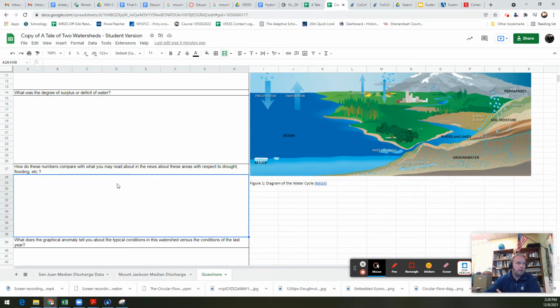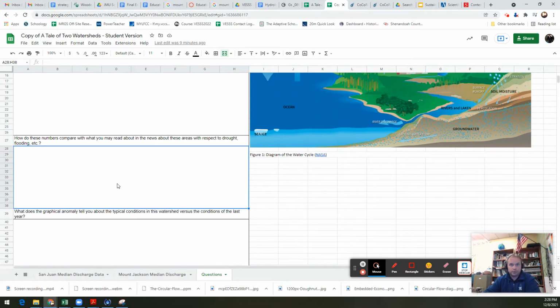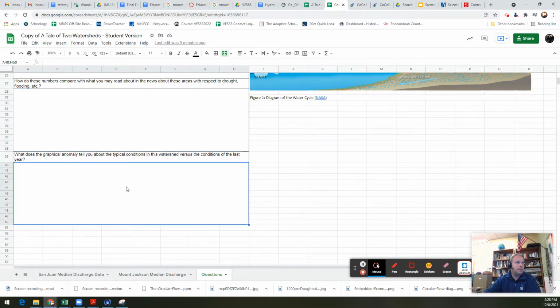How do these numbers compare with what you might read about in the news with respect to the drought in those areas? And then what does the graphical anomaly between the long-term average and this last year tell us about what this last year has been like compared to what normal conditions are in each of the different respective watersheds? So how are we going to do this?